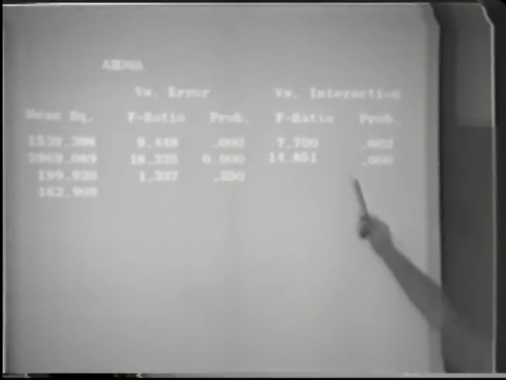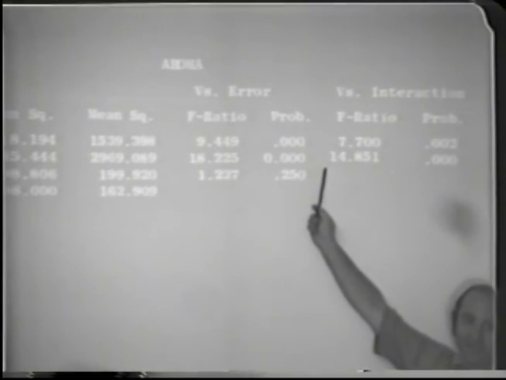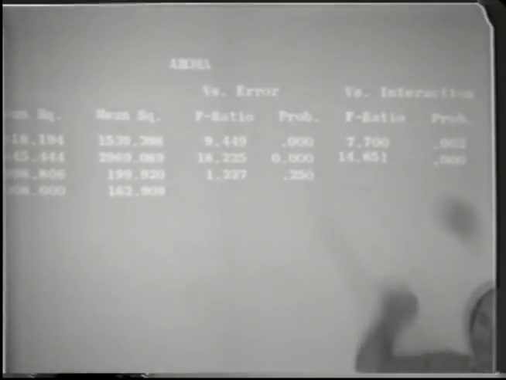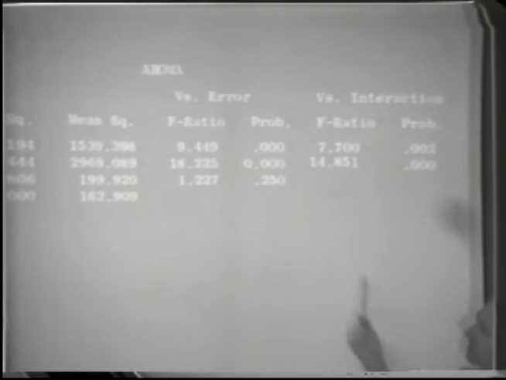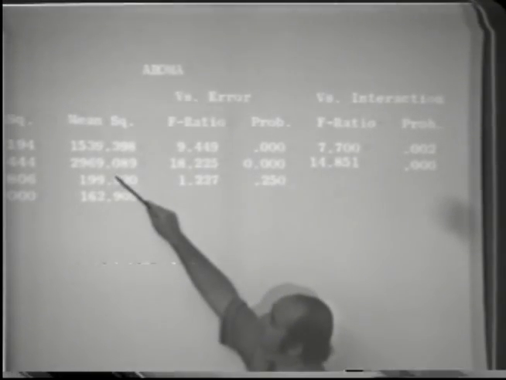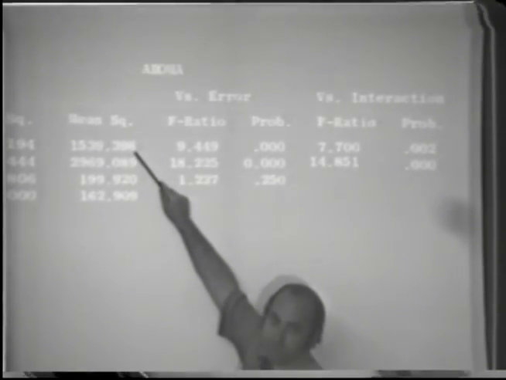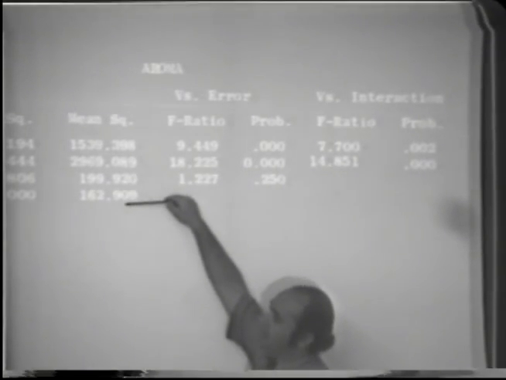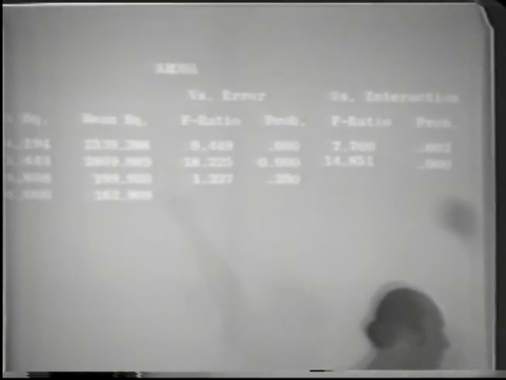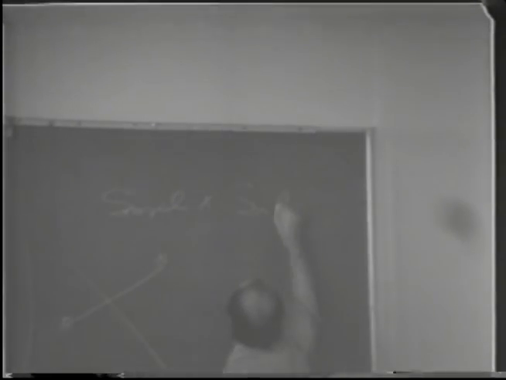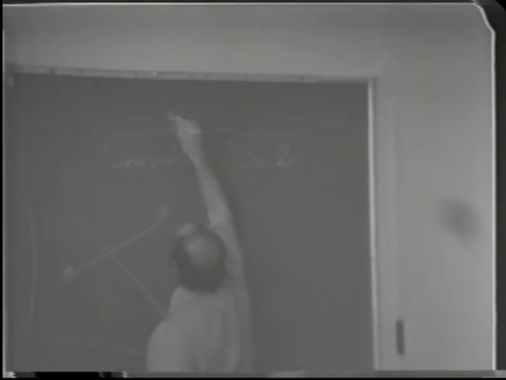Okay. If interaction was significant, then I am obligated to take my mean square for my sample term and divide it not by error, but divide it by interaction. Simply, if I'm going to do that, I'm going to take sample by subject, right? That's my interaction. I'm going to divide that into sample.